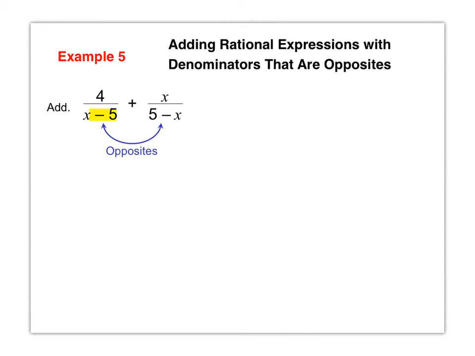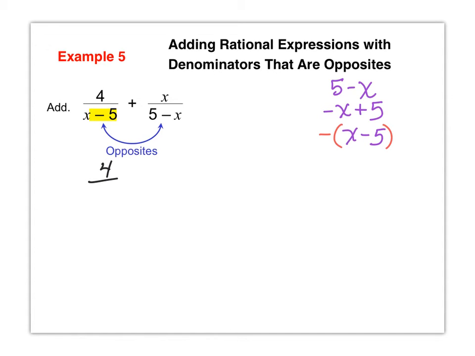All right, in this example, we're adding rational expressions with denominators that are opposites. We have 4 divided by x minus 5 and x divided by 5 minus x. Well, let's think about 5 minus x. Going back to a previous section, we looked at how we can factor out a negative. If we write this as negative x plus 5 and factor out a negative, the result is going to be an x minus 5. So we can write this second denominator as a minus instead of a plus.